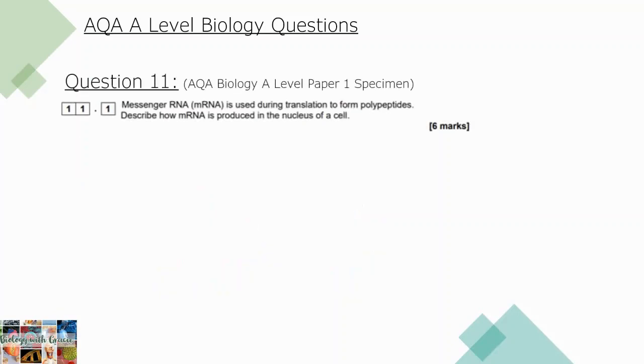Question 11. Messenger RNA is used during translation to form polypeptides. Describe how mRNA is produced in the nucleus of a cell. So this is from a specimen paper actually, and it does include the fact that helicase breaks the hydrogen bonds. So this is why earlier I mentioned checking with your teacher whether you need to know about helicase or not. But for this question, we'll just pretend that we do.